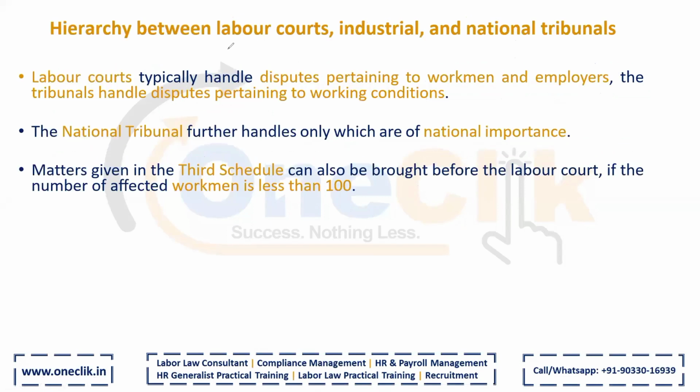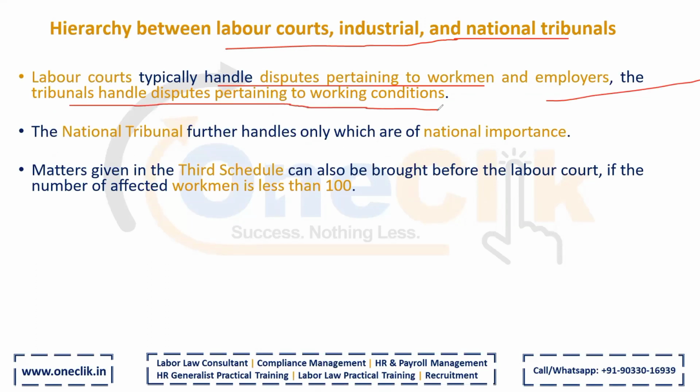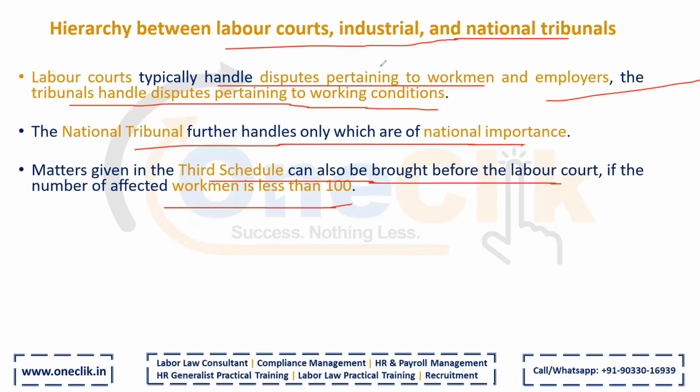So now, the hierarchy of the labor courts, tribunal, national tribunal. Labor courts typically handle disputes of the workmen, employees, and employers. Tribunal handles disputes of working conditions only. And national tribunal handles matters of national importance or involving more than one state. And matters given in the third schedule can be brought before the labor court if workmen are less than 100, that we referred to before in the PPT, right?